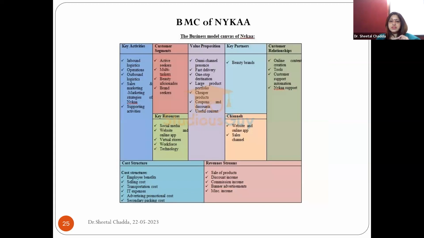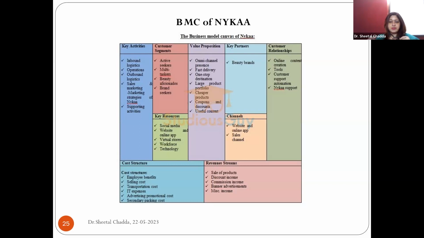The next example I am taking here is the business model canvas of Nykaa. If you look at Nykaa, Nykaa is an e-commerce platform, which is specifically into the beauty related products. The kind of key activities they take are the inbound logistics, the operations, the outbound logistics. So I think you should go through the examples yourself and tell me if you have any questions coming to your mind.